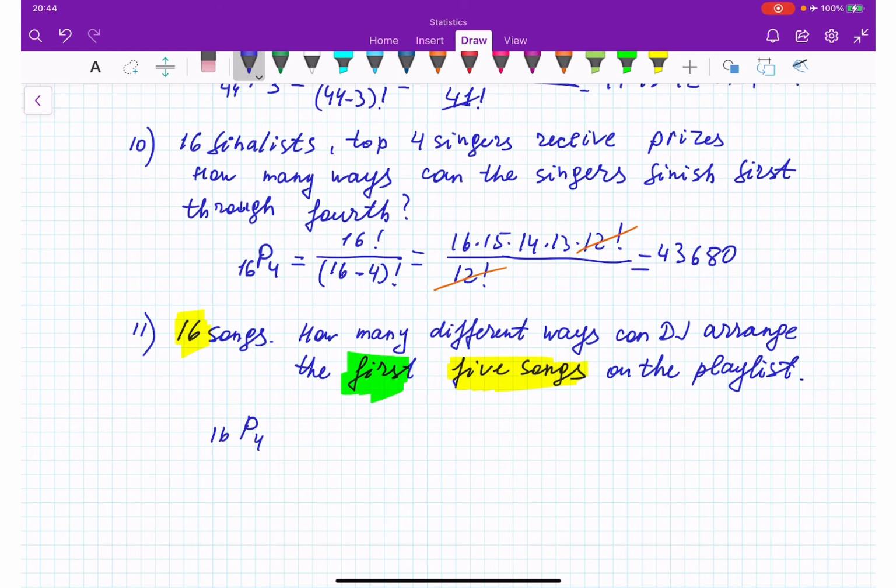Let me write down 4 out of 16. It's going to be 43,680. All right? Oh, wait a minute. Why 4? I said 5 and I put 4. Sorry. Obviously, the result is going to change. We plug in 5, and it's going to be 524,160. All right.